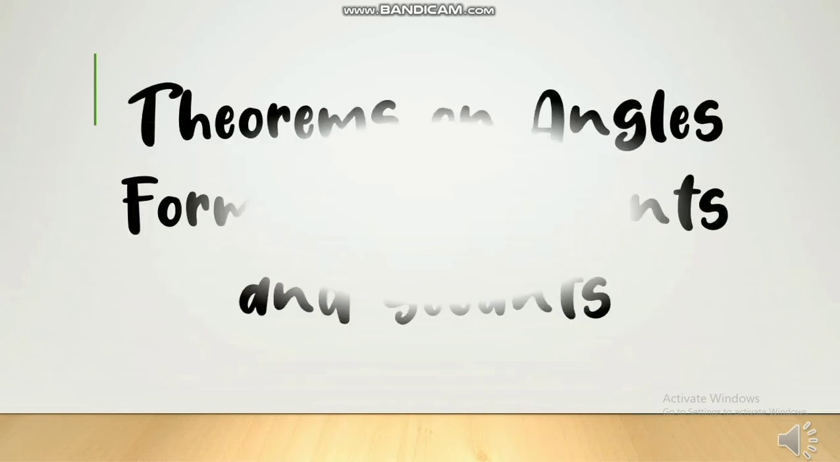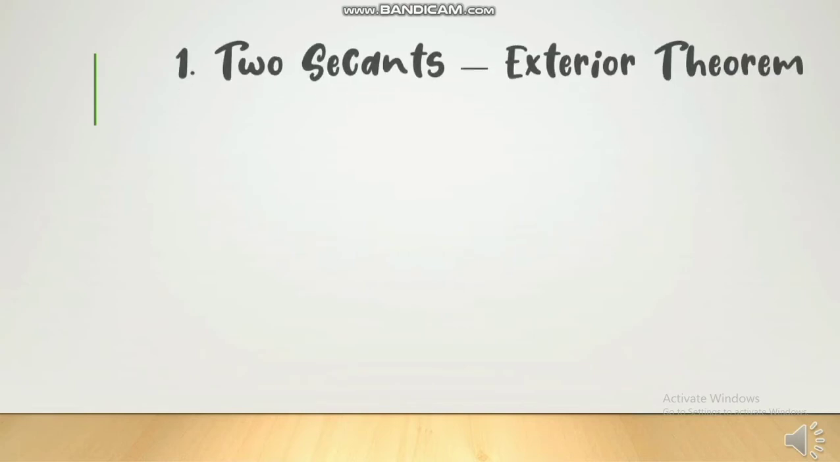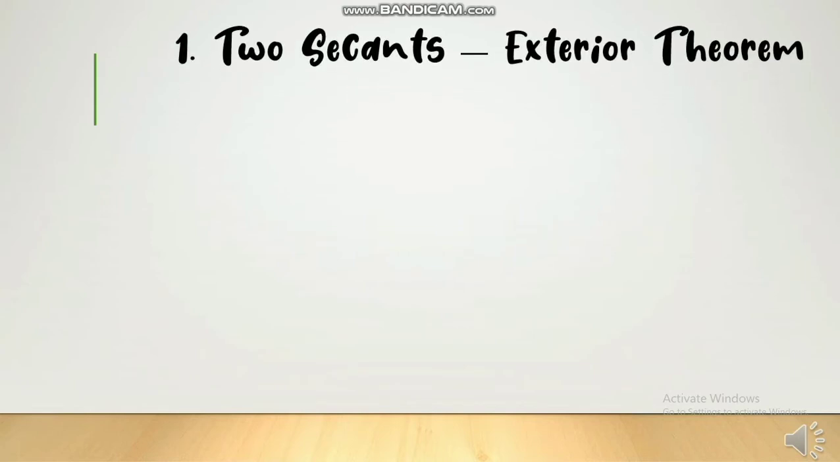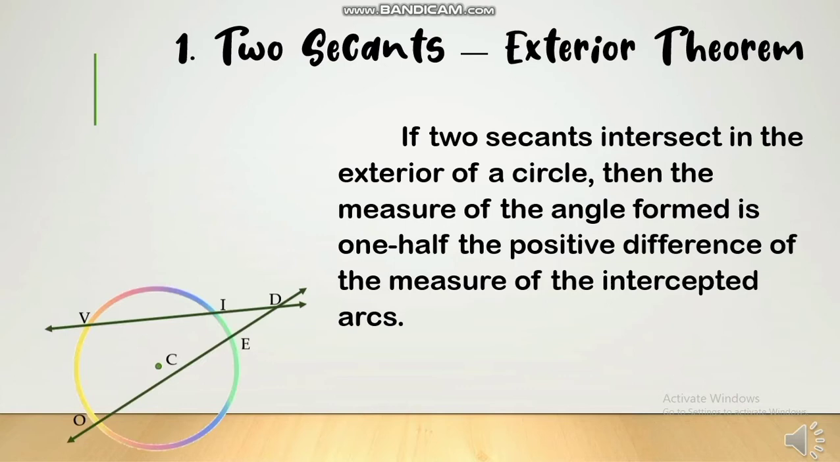Theorems on angles formed by tangents. Theorem number 1. Two-secant exterior theorem. If two secants intersect in the exterior of a circle, then the measure of the angle formed is 1/2 the positive difference of the measure of the intercepted arcs.